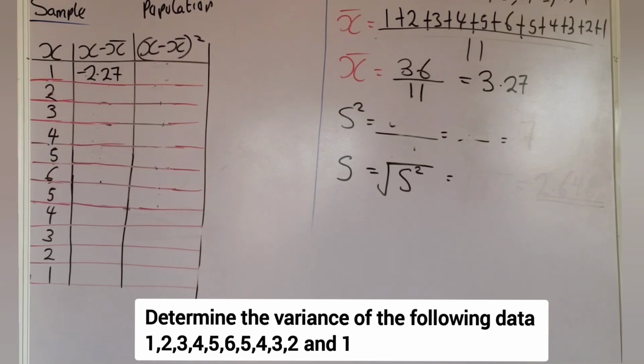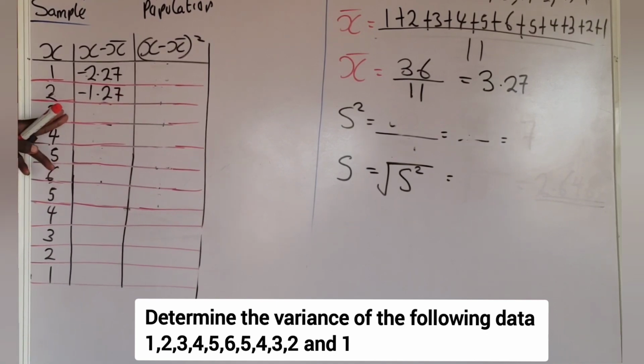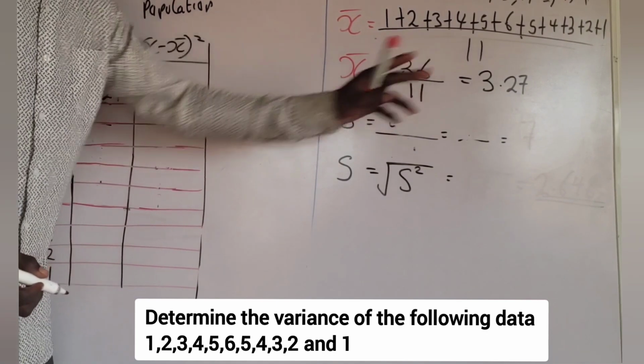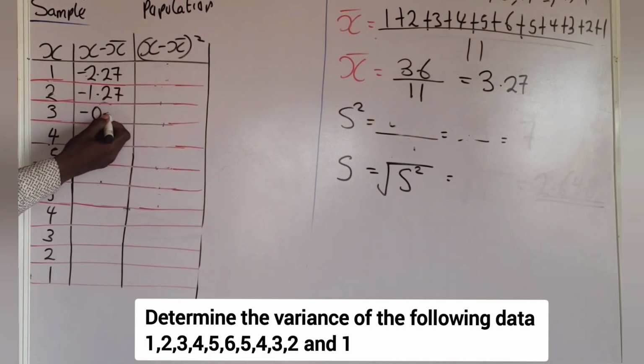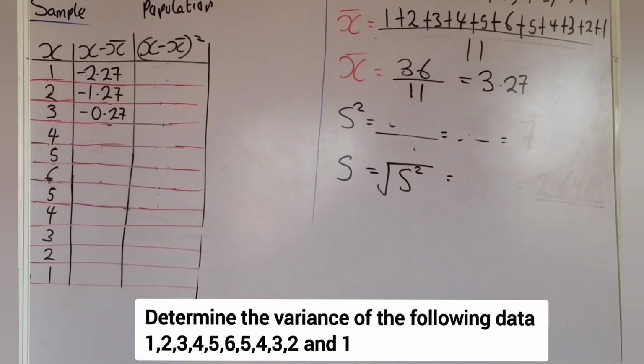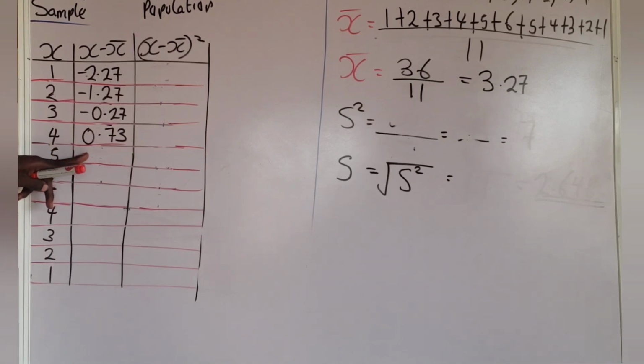Then for this, I'm going to have 2 minus 3.27. Do you understand? 2 minus 3.27 is negative 1.27. Then here, I'm going to have 3, which is the x. 3 minus 3.27 will be negative 0.27. Then here 4 minus 3.27 will be 0.73. Then 5 minus 3.27 will be 1.73.